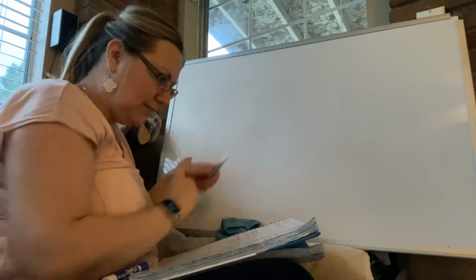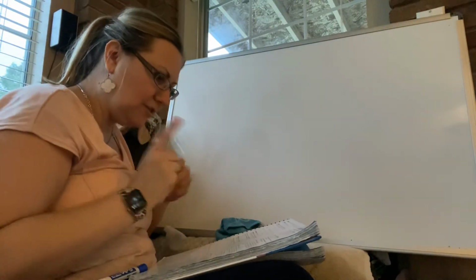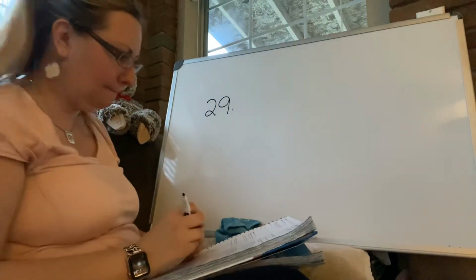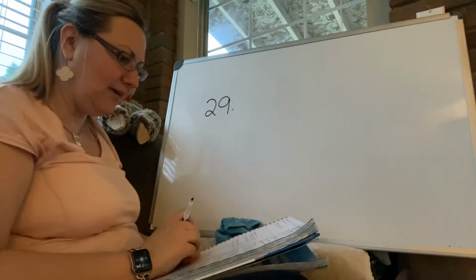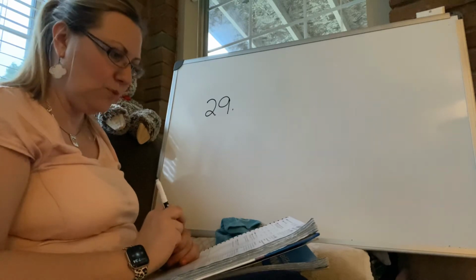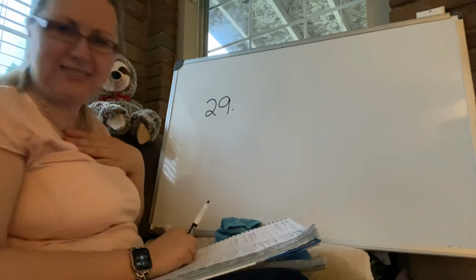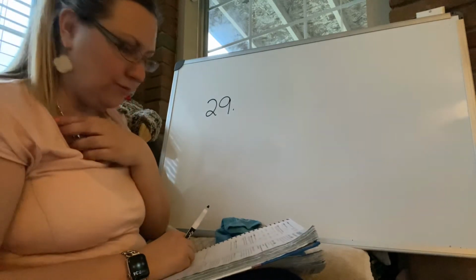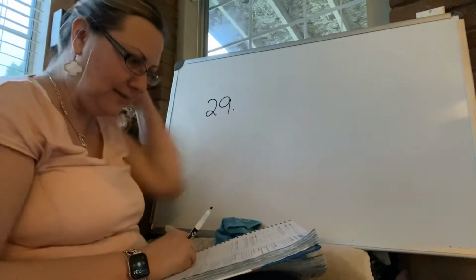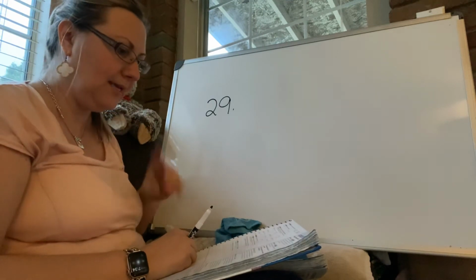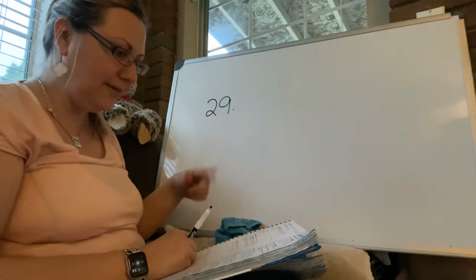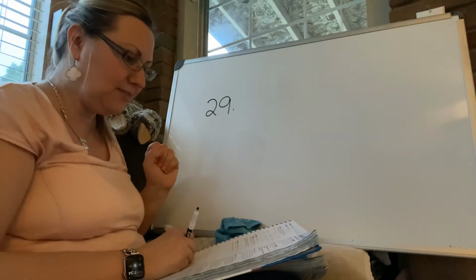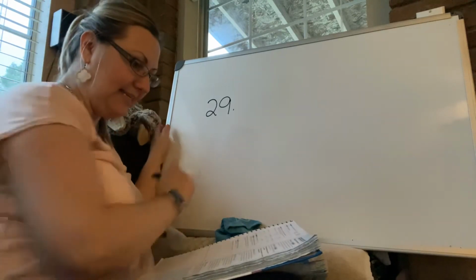And we are almost done with our lesson today. Let's go on to number 29. Okay. 29 says in polygon ABCD, which side, see what happens when you don't stop for a comma? You just read it and it doesn't make sense. So let me try that again. In polygon ABCD, which side appears to be parallel to side AD?